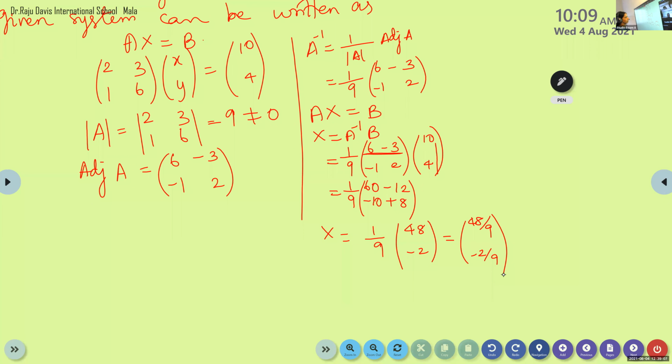Is it correct, children? Is it okay? Adjoint A, is it correct? Yes, ma'am. Then A inverse is 1 by determinant A into adjoint A. So next is A inverse into B: 1 by 9 into [6, -3; -1, 2] into B. So row with column, 60 minus 12, minus 10.